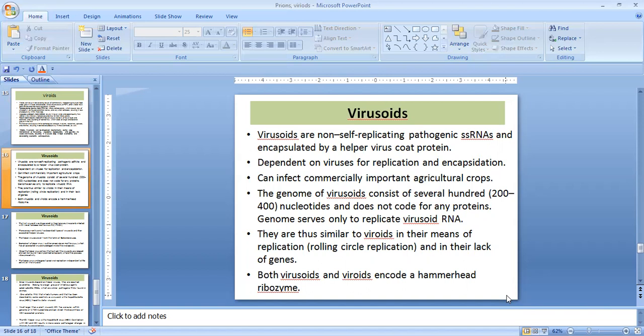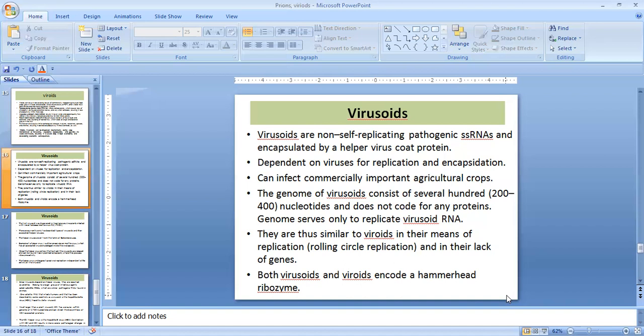In viroids, there is no protein coating. But virusoids are encapsulated by a helper virus coat protein. So, virusoids have a helper virus coating. What are the differences between viroids and virusoids? Viroids are self-replicating; virusoids are non-self-replicating. Viroids do not contain any protein coat, but virusoids are encapsulated by a helper virus coat protein. And the similarity: both are single-stranded RNAs.